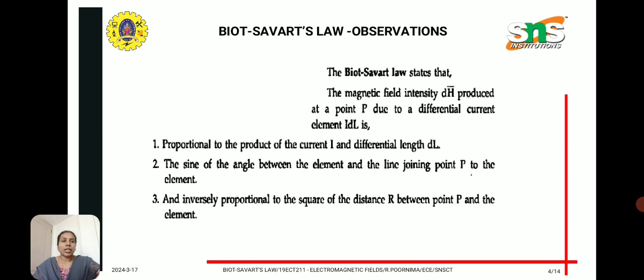The magnetic field intensity produced at a point P due to a differential current element I dl is proportional to the product of current and differential length dl and the sine of the angle between the element and the line, and inversely proportional to the square of the distance. So it is related to Coulomb's law in electric field, where we use charges. Here we use the current element.